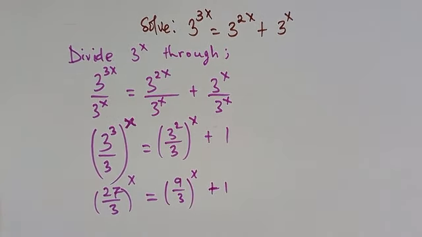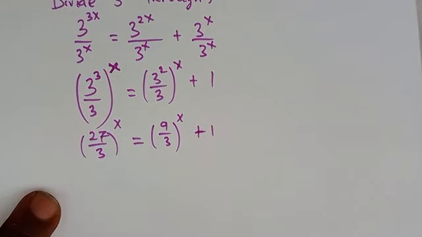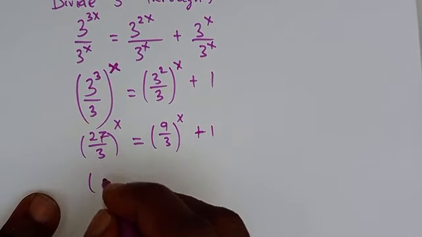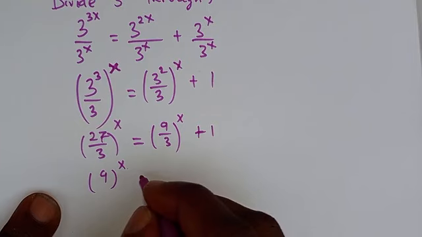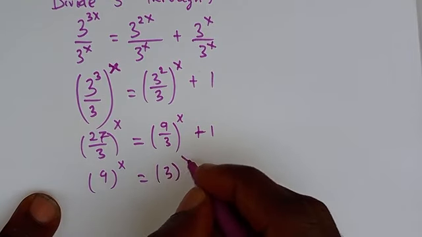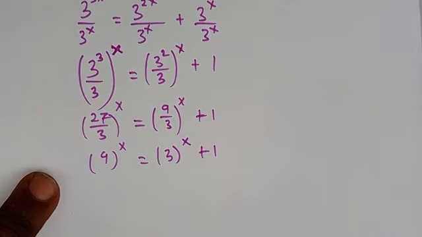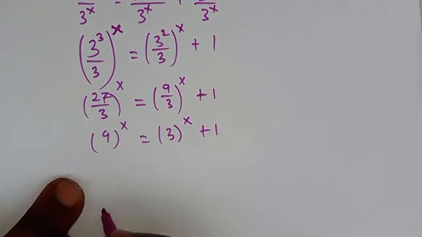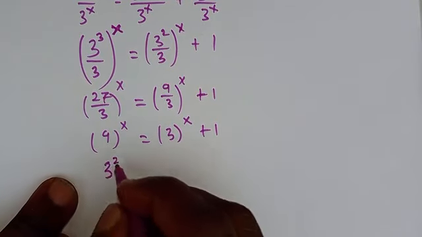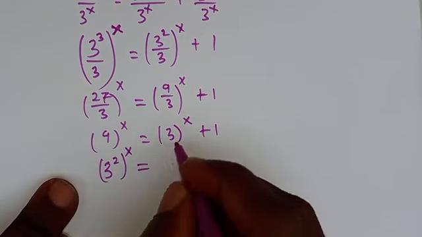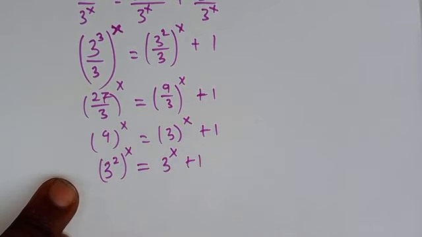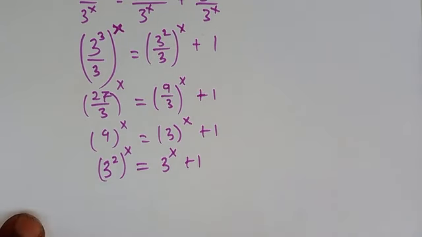From there, the next thing we are going to do is to have this divided by this. This will be 9 to power x equals 3 to power x plus 1. Are you getting it now? So from there, I can write this 9 as 3 to power 2 again, then to power x equals 3 to power x plus 1.